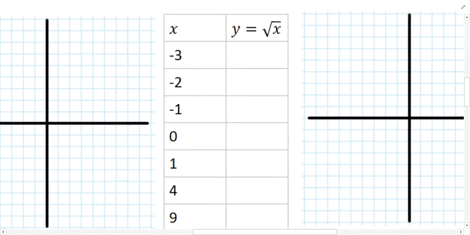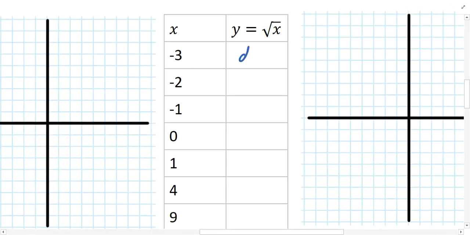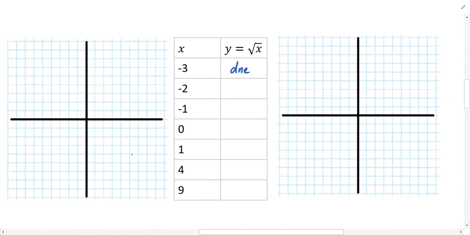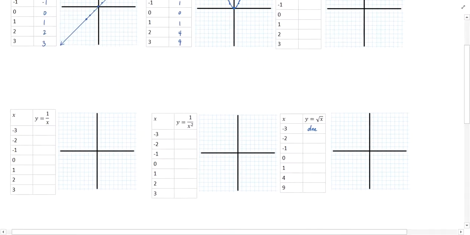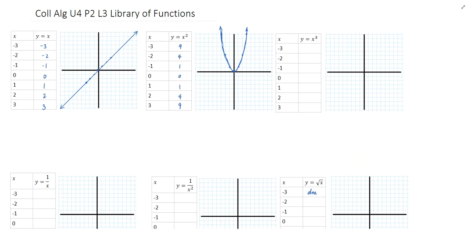For example, down here, if I try taking the square root of -3, you can simply write DNE for does not exist. So if you encounter that elsewhere, go ahead and mark that as DNE and plot the points that you can. Resume playback in a moment to check your work.